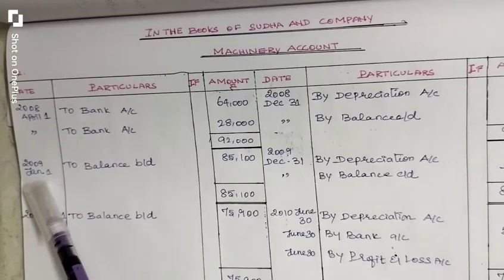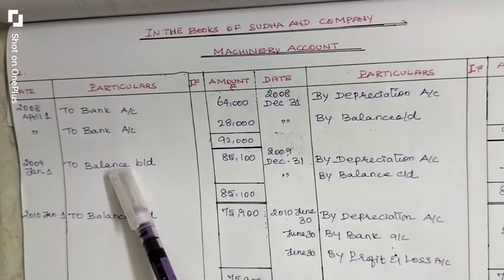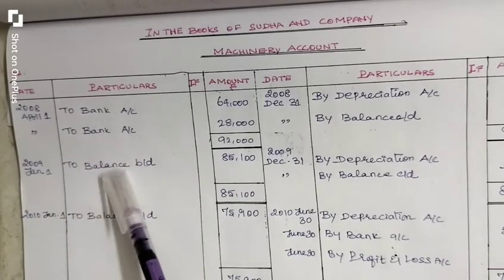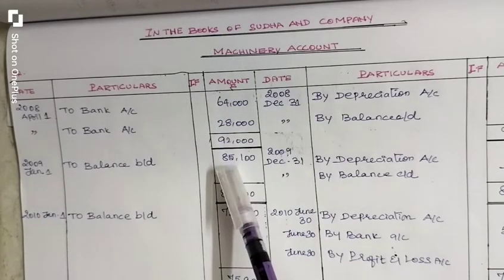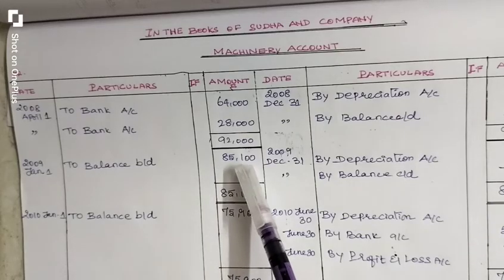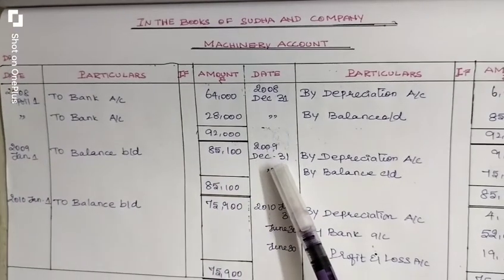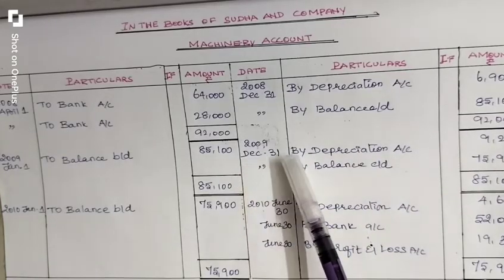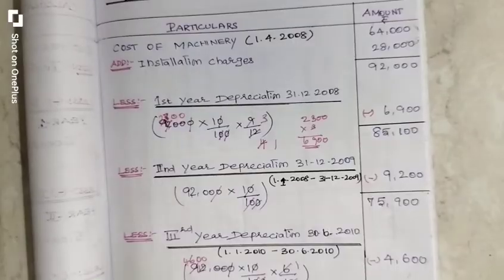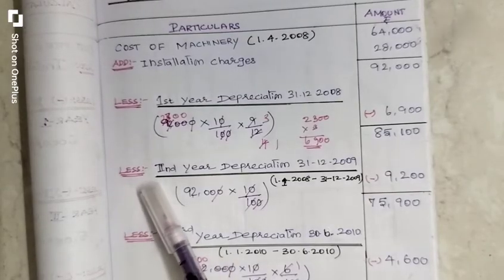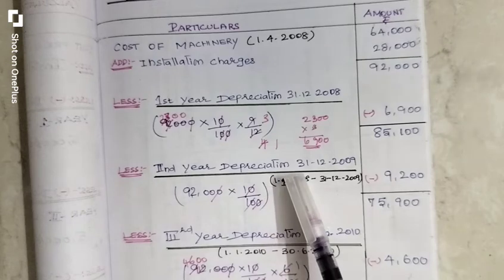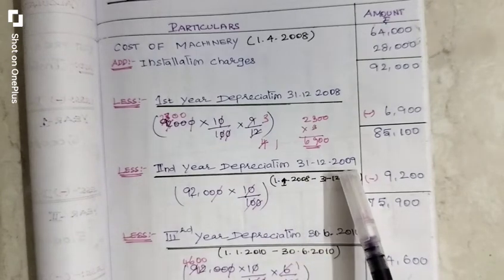This is the next accounting period of the machinery account. This is the opening balance of the next accounting period. Opening balance of the machinery account is 85,100. And we have to find out the second year machinery account, that is, we have already calculated the second year depreciation value, that is 9,200, dated 31st December 2009.